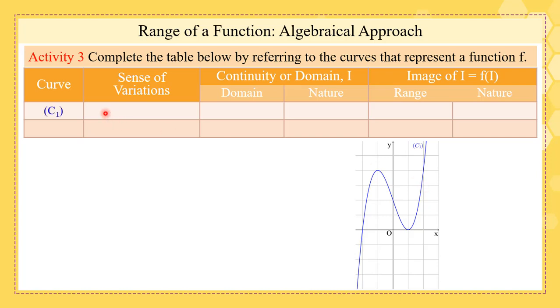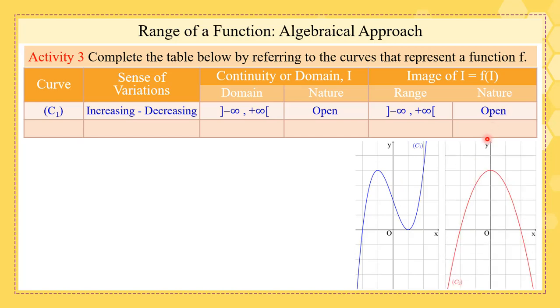According to the sense of variations, it's sometimes increasing, sometimes decreasing. Its domain is from negative infinity to positive infinity. It's open, and its range also is from negative infinity to positive infinity, which is also open. Now this is another curve, C2. It's also increasing, decreasing. Its domain is from negative infinity to positive infinity, whereas its range is from negative infinity to 4 closed.